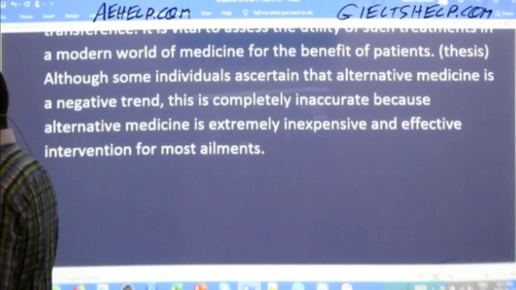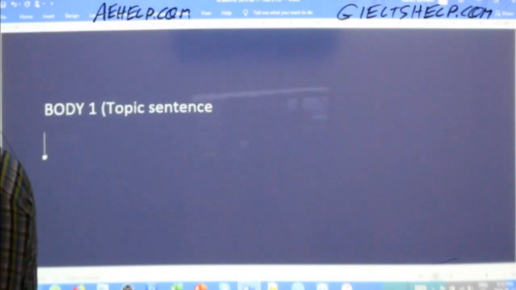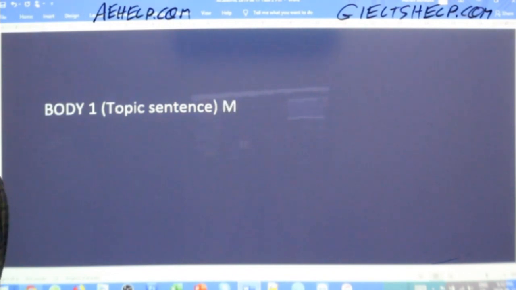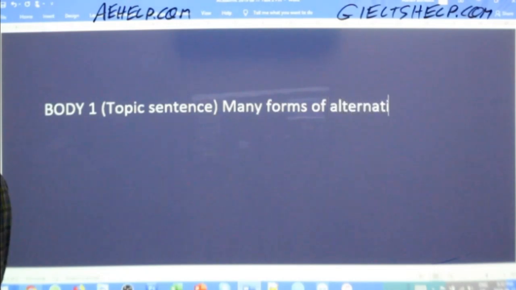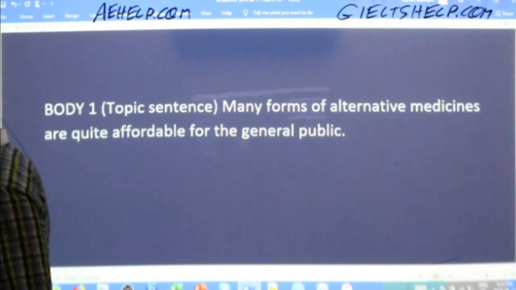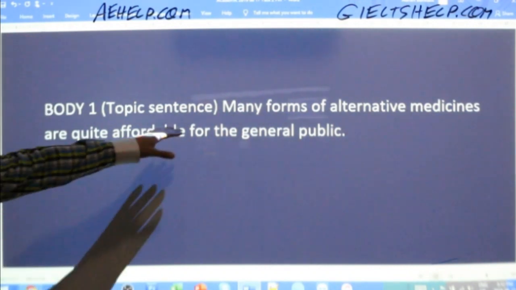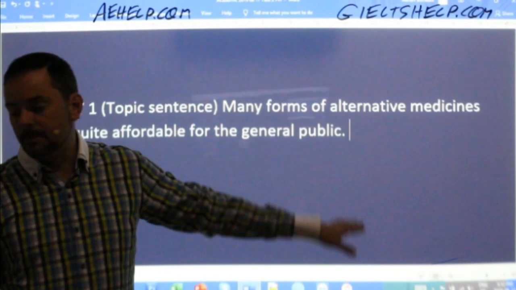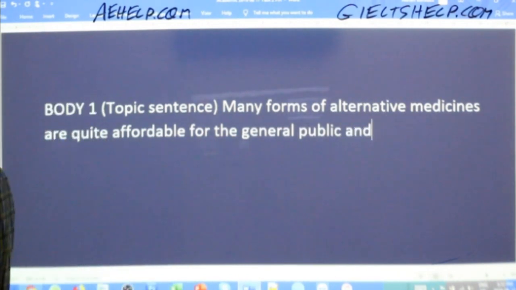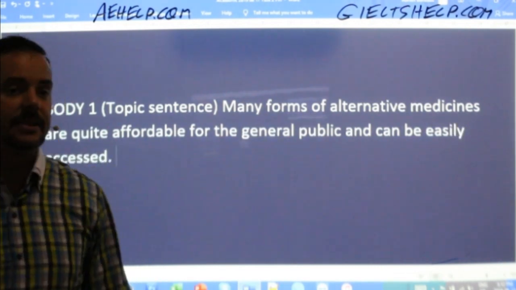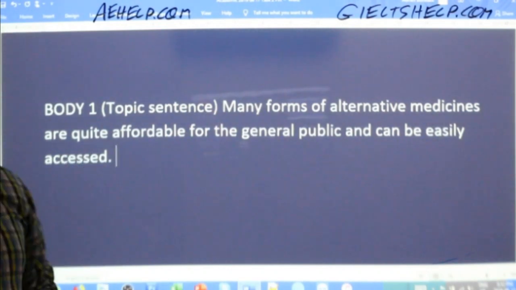All right, so let's take what Monica gave us. We'll build off of that. So that was a good start. So many forms of alternative medicines are quite affordable for the general public. Okay, so that could be a topic sentence. Many forms of alternative medicines are quite affordable for the general public. And we can add a little bit to it and can be easily accessed. Okay, so we can add that little bit of detail. And then we want an explanation.